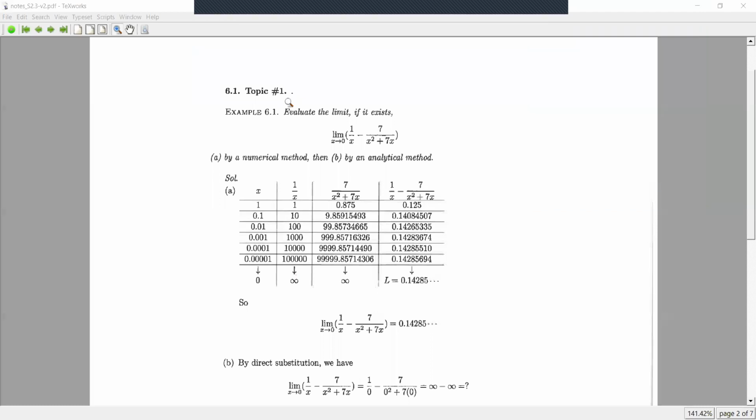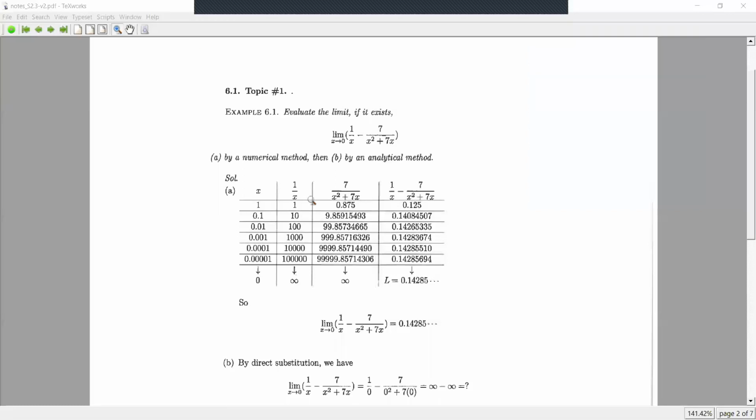Now, topic 1. More examples about direct substitution. Example 1. Evaluate this limit if the limit exists. When the function approaches more than one number, then the limit doesn't exist. Evaluate this limit first by a numerical method, that is, by table. Then by an analytical method, that is, by limit laws, usually direct substitution.